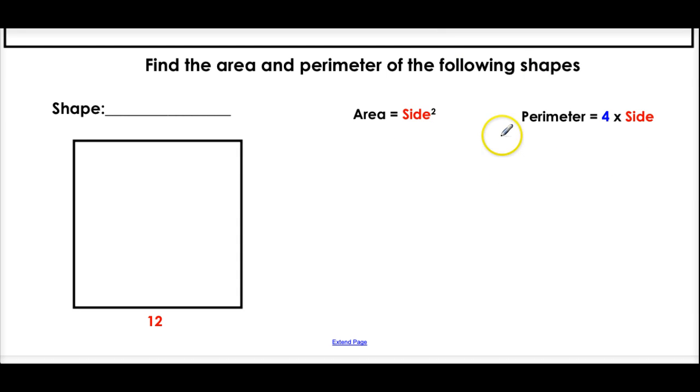So we're going to find the area and perimeter of the following shapes. The first one we got over here. All right, this looks like to me, and maybe to you, a square. All right, now if you remember from our previous unit, a square, all sides are equal. So if one side is 12, we know all the sides are 12, right? So how do I find the area and how do I find the perimeter?